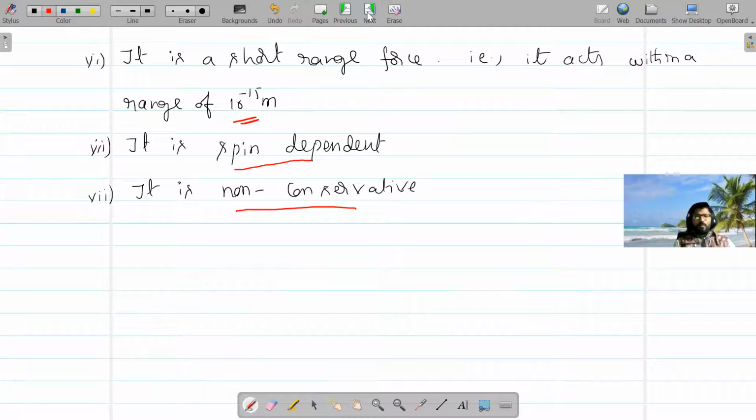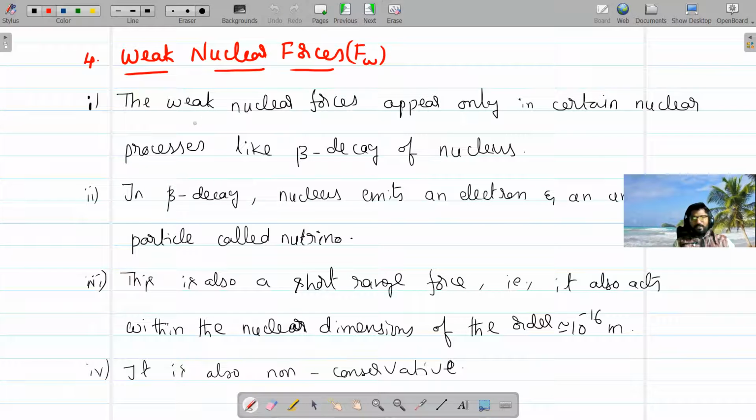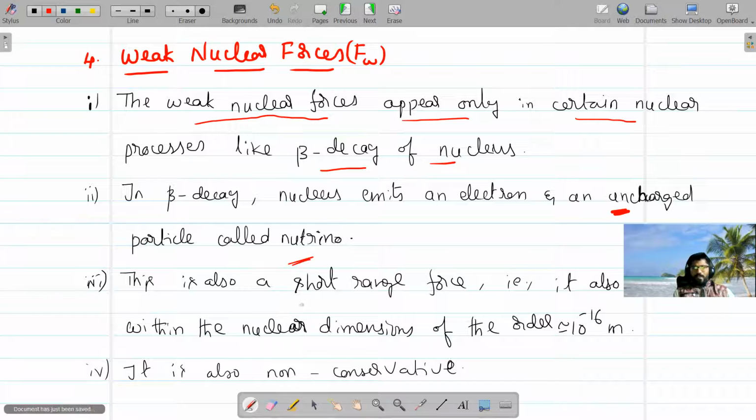Next, let us see briefly a few points about weak nuclear forces. Weak nuclear forces appear only in certain nuclear processes or reactions, like beta decay of a nucleus. What is beta decay? When a nucleus emits an electron, we can say it is undergoing beta decay. Usually whenever an electron is emitted, beta decay is taking place. The electron is emitted along with an uncharged particle called a neutrino, right? So the force which acts between an electron and a neutrino in beta decay is called the weak nuclear force. Copy it down this way, just try to have an idea of the conceptual point. The force between electron and neutrino in beta decay is called weak nuclear force, and it is also a short range force.